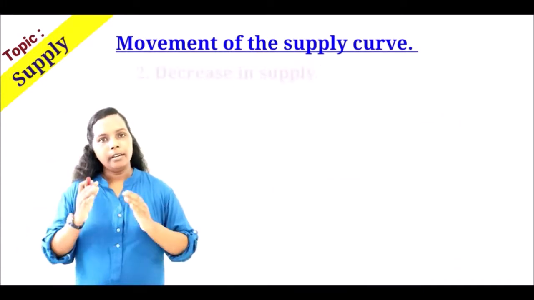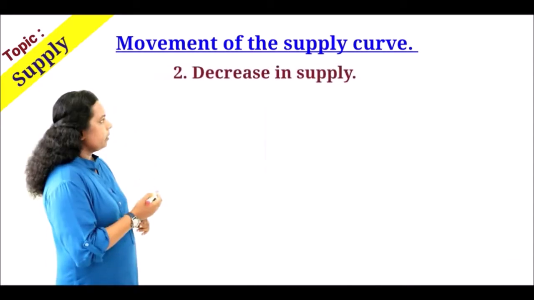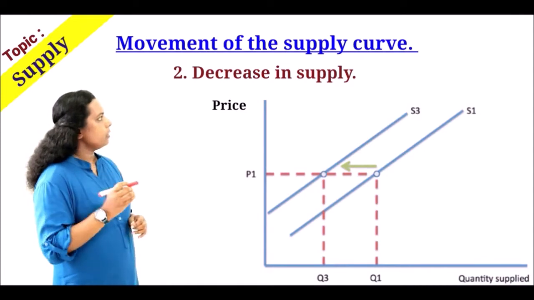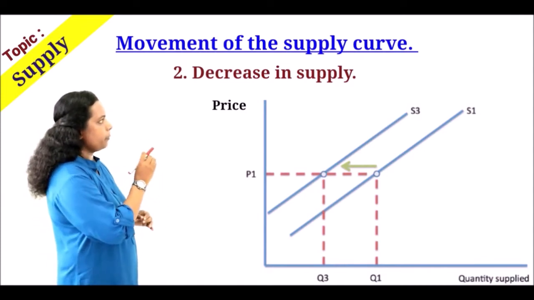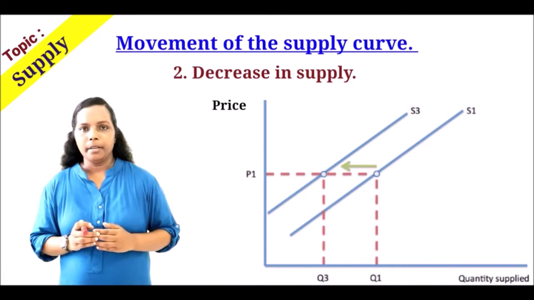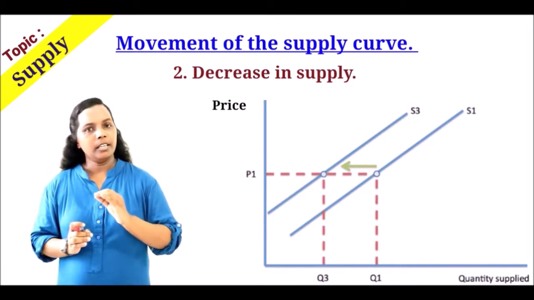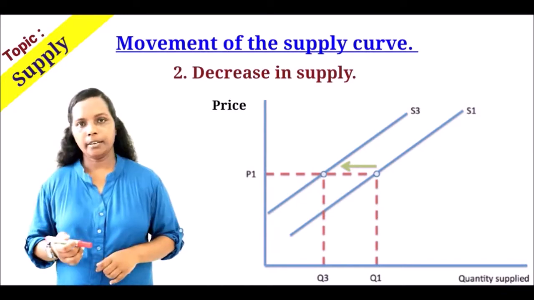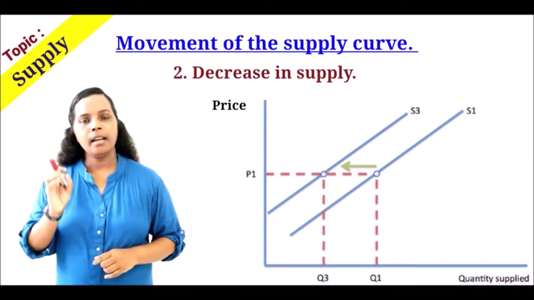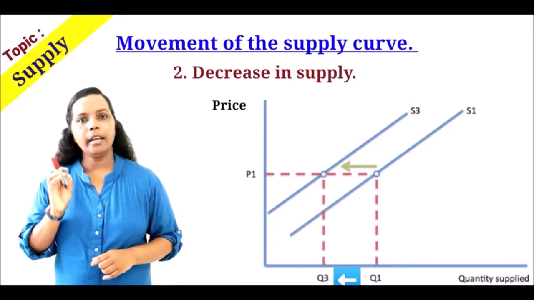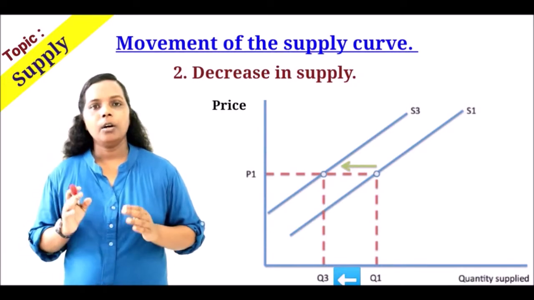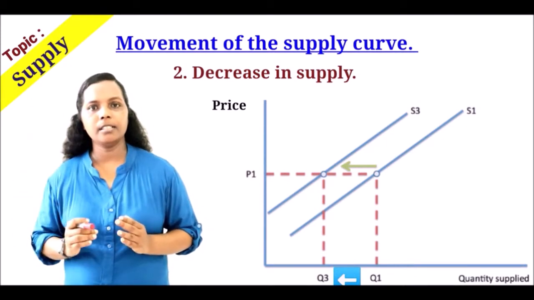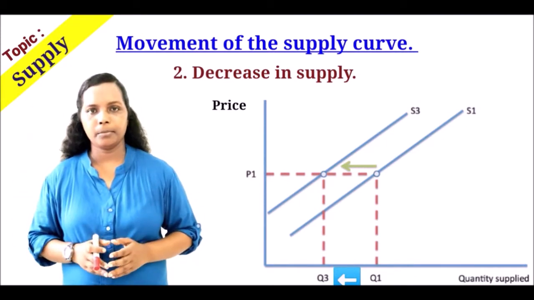The second one, decrease in supply. Here, the supply curve is moving from S1 to S3 because the producers cannot supply as much at each price. Decrease in supply means a fall in supply at any given price, causing the supply curve to shift to the left. Here, the producers are supplying less of the product without any change in the price. Hope now you can explain the increase in supply and decrease in supply with the help of diagrams.